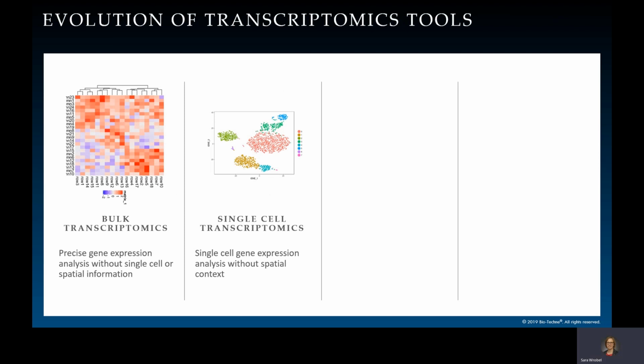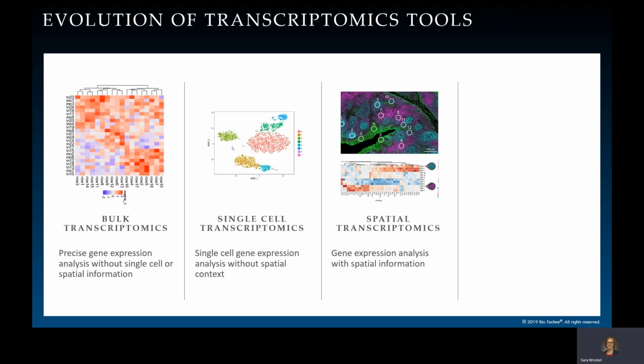From the inception of tools of next generation sequencing, then came an evolution of transcriptomic tools, from bulk transcriptomics, very bind and grind tools that allow precise gene expression analysis, but without any single cell or spatial information. Then came the development of single cell transcriptomics, which really took the understanding of gene expression at a very high plexing level to the next step, being able to understand the gene expression in a single cell, but again, missing that spatial context.